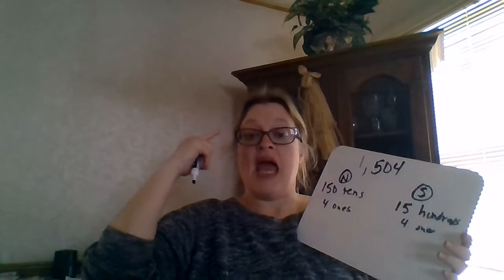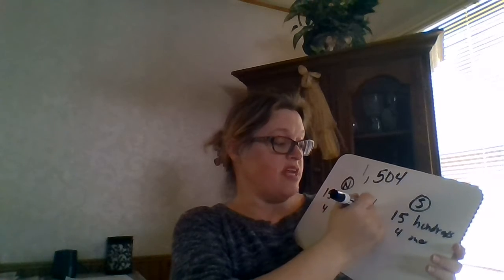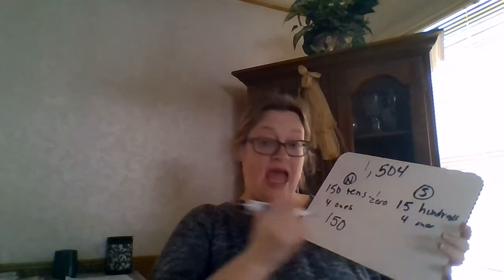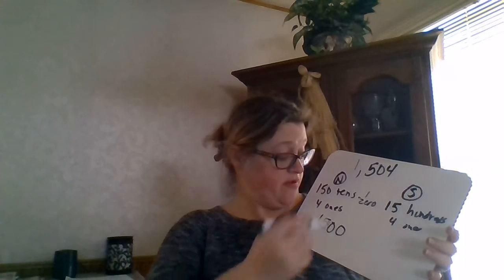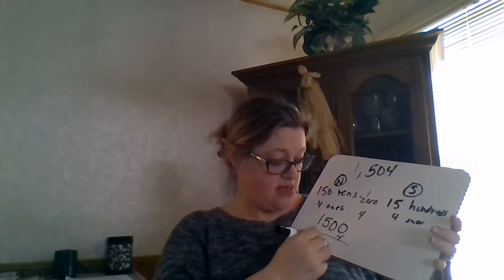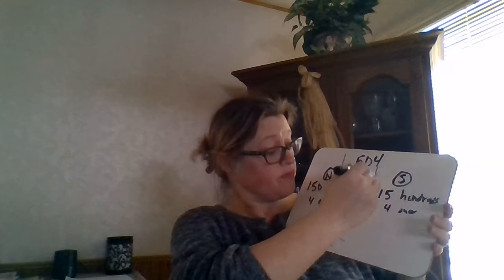So Nolan says 150 tens. Okay, so we should be thinking, if I have a 10, how many zeros are in 10? 1 zero, right? So if I have 150 of those, and I add my 0 because they're tens, that should be 1,500. Now, 4 ones. Ones are easy because there are no zeros in ones. So if you have 4 of them, you have 4. So we add our 4 to our 1,500 that we have with tens. And Nolan is right. His number comes out to be the same thing, 1,504.